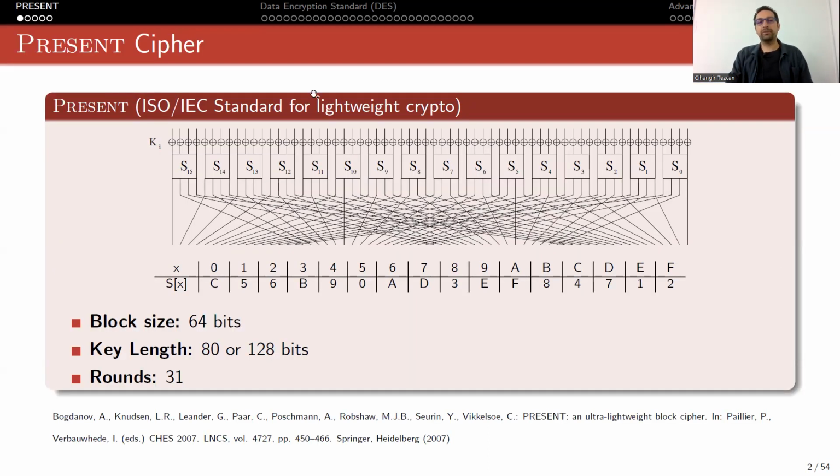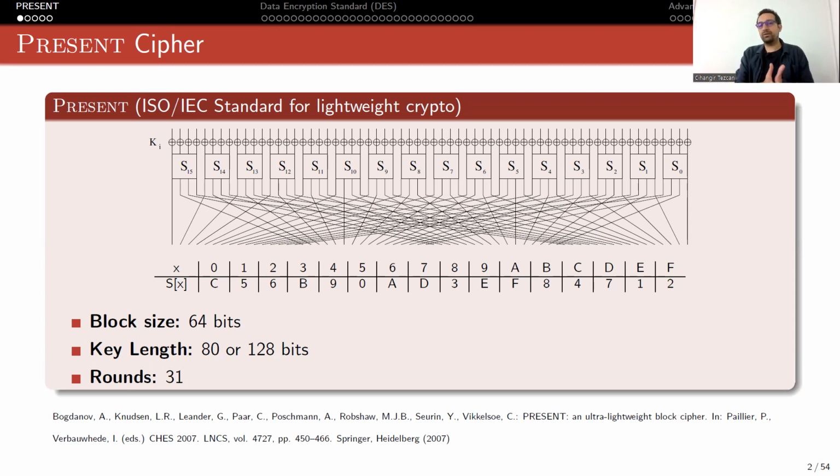In this category, there are three standard lightweight block ciphers for ISO: PRESENT, CLEFIA, and LEA. I'm going to only talk about PRESENT. As you can see, it was published in CHES 2007, but around 2009, if I'm not mistaken, it became an ISO standard, and it is still in the current standard. So this is an ISO standard for lightweight crypto.